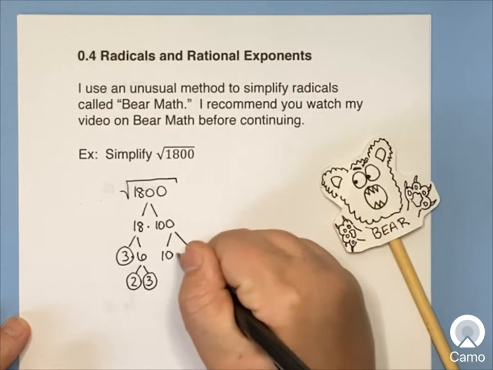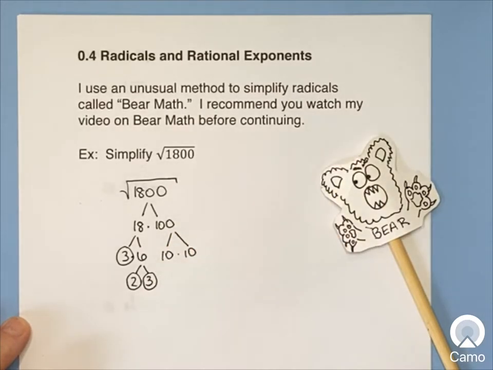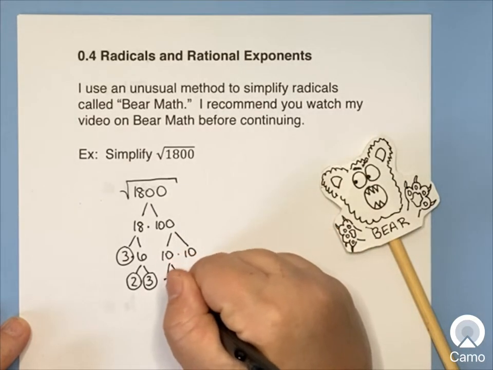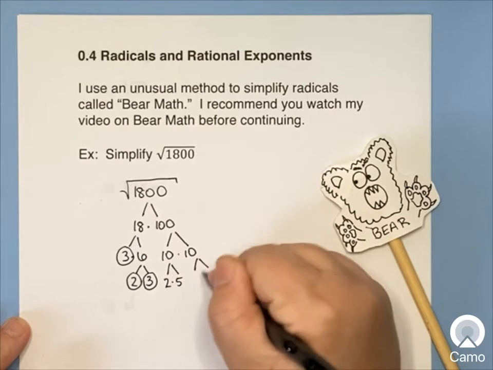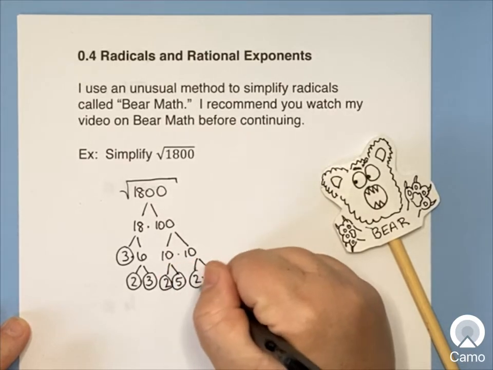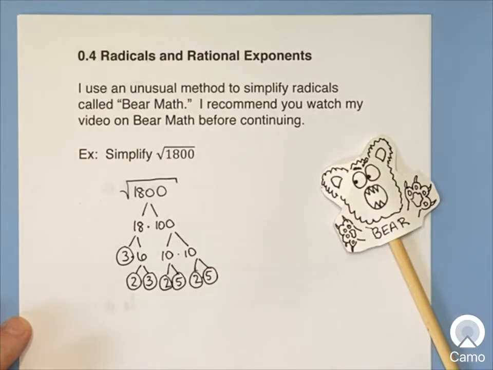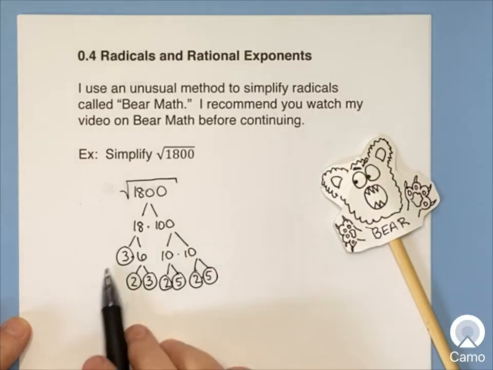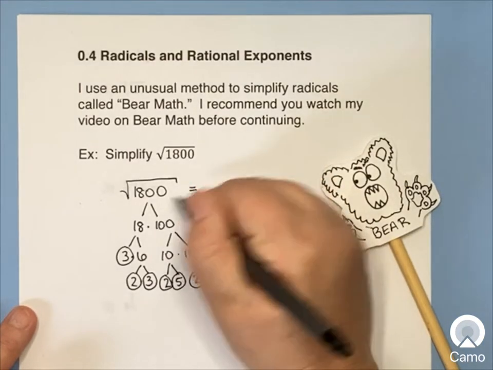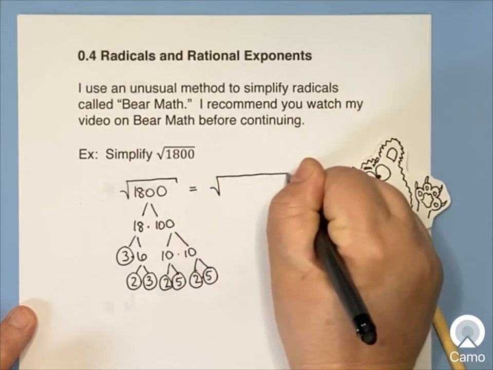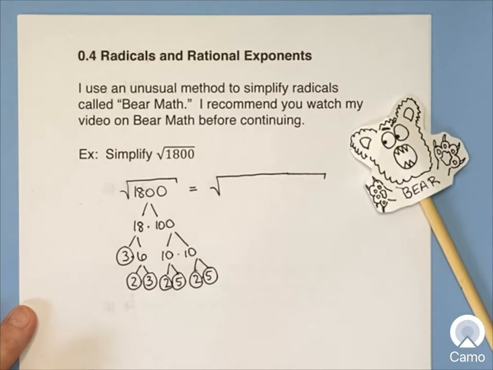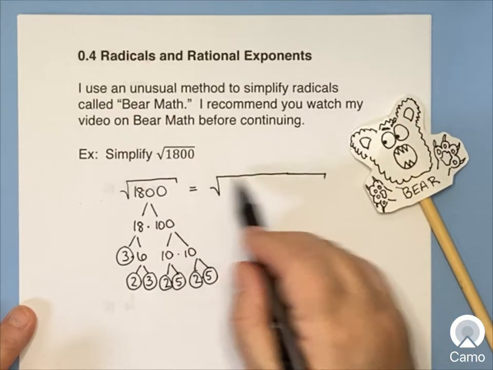100 is 10 times 10 in my mind, but it could be 2 times 50 or even 4 times 25. And let's see, 2 times 5, 2 times 5, and I will circle the primes. So this is how I start. I start by finding all of the prime factors of this number inside the square root, or the radical, or the principal square root, or the positive square root. There are lots of words for this little guy right there.